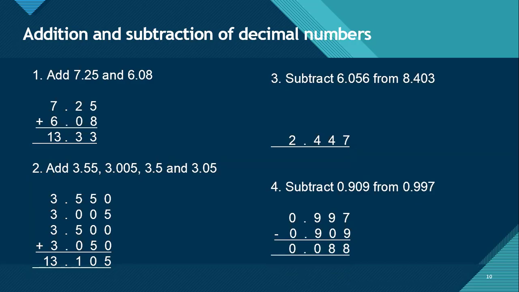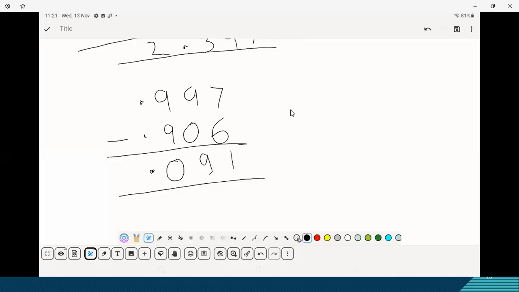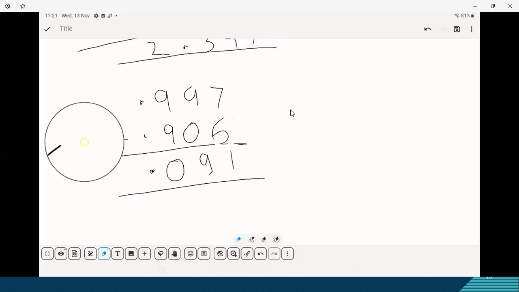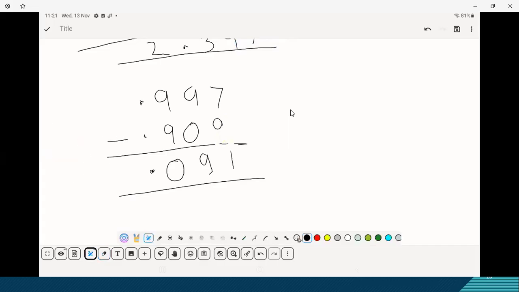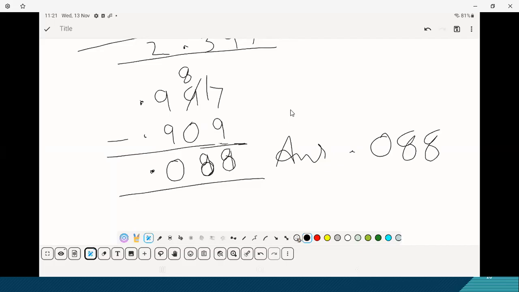Okay. I made one mistake in writing the number. That is not 6. This is 9. Okay. So I am making it 9. Now we'll correct it. 7 cannot be subtracted from 9. We'll take the borrow. So it will become 17 minus 9. That will be 8. And 8 minus 0, 8 minus 0 is 8. So the answer will be 0.088. I made a mistake in writing the number. Otherwise, the method is the same.